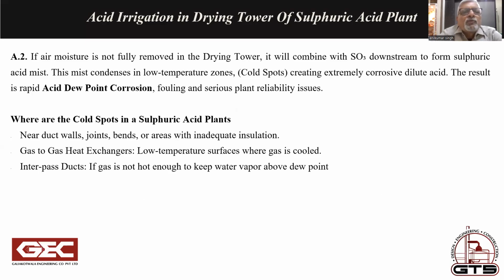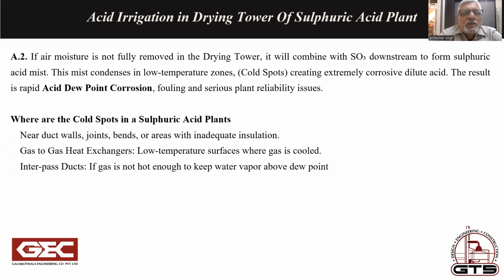Second, if moisture is not fully removed in the drying tower, it will combine with SO3 downstream. Acid mist. The mist condenses in low temperature zones, cold spots, creating extremely corrosive dilute acid, and the corrosion is rapid. Acid dew point corrosion, fouling, and serious plant reliability issues.